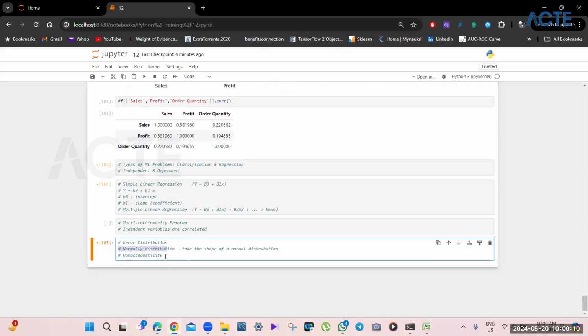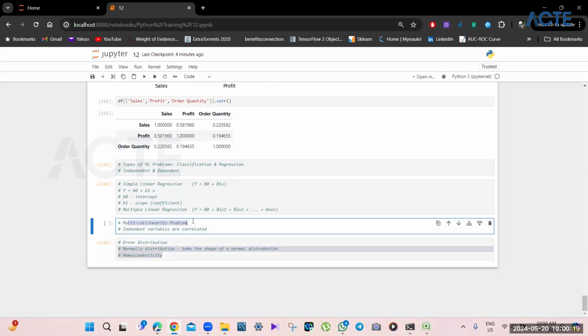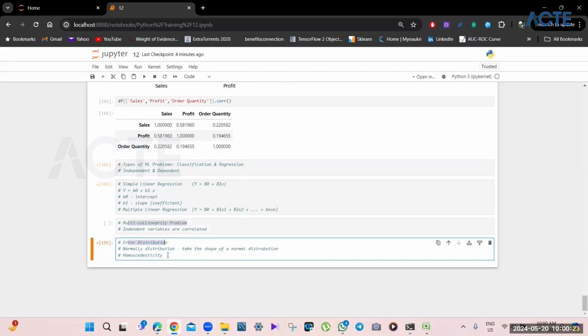If these two are satisfied for your case, that means you can say with confidence that yes, my model is good. I am getting good predictions. There is no multicollinearity. The error distributions are also pretty good. That means I can take it to production and use this model for general cases. Is that clear? Yeah. So that is all about simple linear regression.